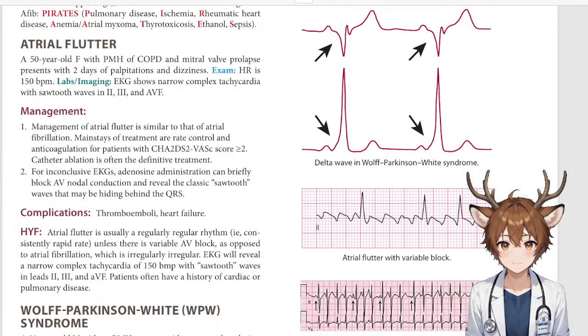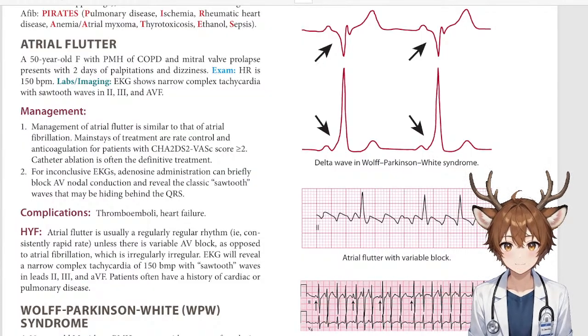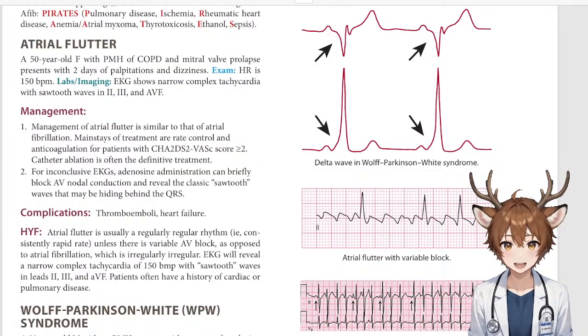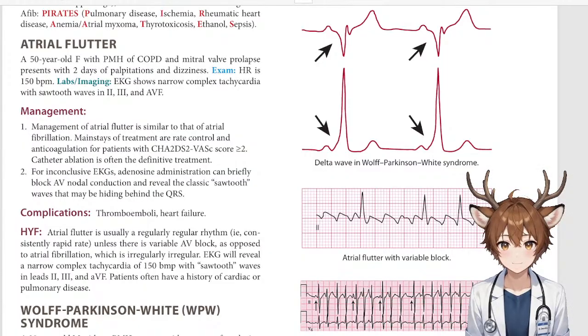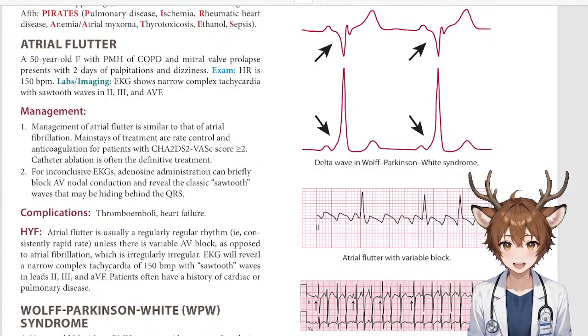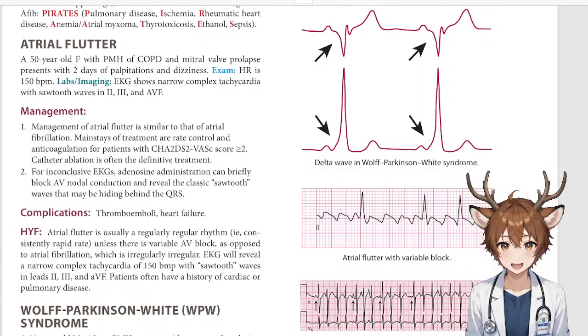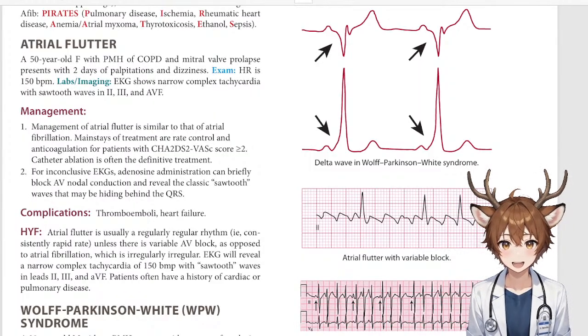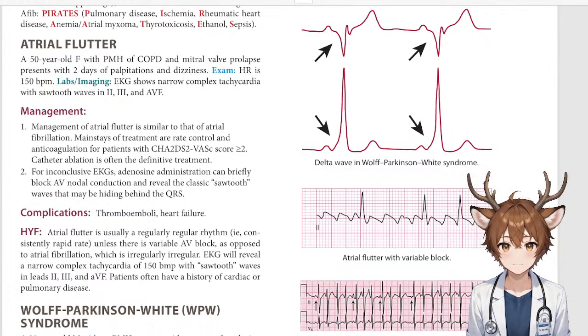Complications of atrial flutter: thromboemboli and heart failure. High-yield facts: atrial flutter is usually a regular rhythm, RRR, regular rate and rhythm. That is to say, a consistently rapid rate, unless there is a variable AV block, as opposed to that of atrial fibrillation, which is irregularly irregular.